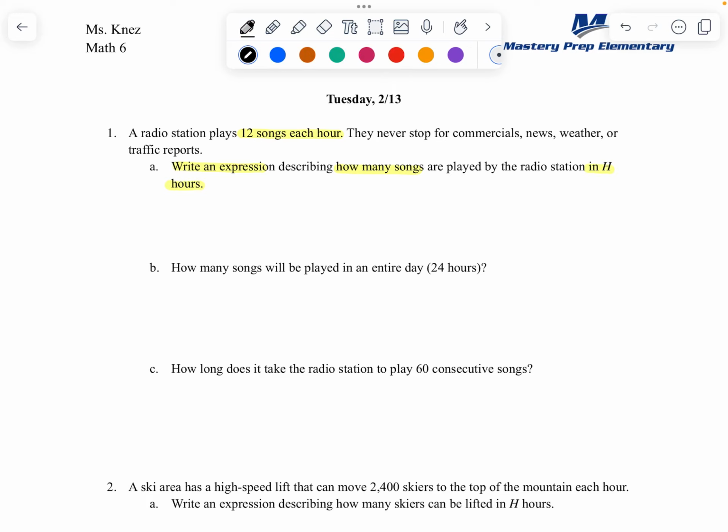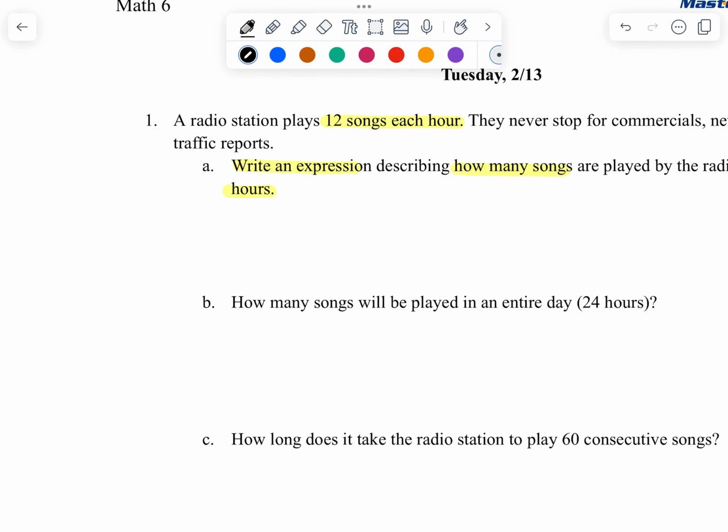Even though there's no table on this question, it can be helpful to draw one to help us if we get stuck. Because what a table does is it helps us to more clearly see the relationship that's being described in the problem. I know that in 1 hour, 12 songs are played. That means that in 2 hours, 24 songs are played. Because when I added another hour, another 12 songs got played.